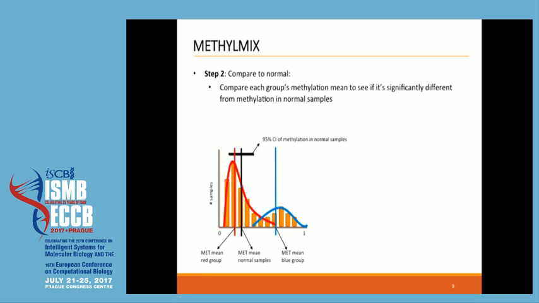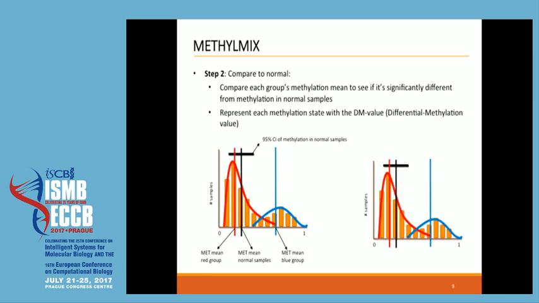We represent the degree of abnormal methylation using something called a differential methylation, or DM value. In the case that the methylation state is not significantly different from normal tissue, we'll give it a DM value of 0. Whereas if the methylation state is significantly different, we'll give it a DM value that is not 0. In this instance, the blue methylation state is hypermethylated relative to normal tissue, so it will have a positive DM value. If it was hypomethylated, it would have a negative DM value.